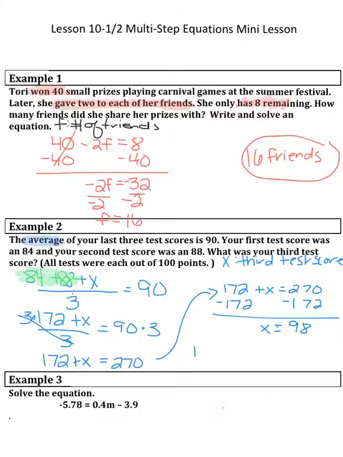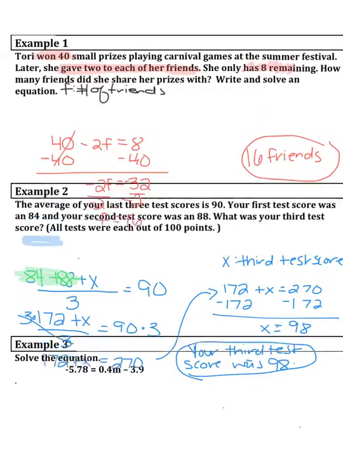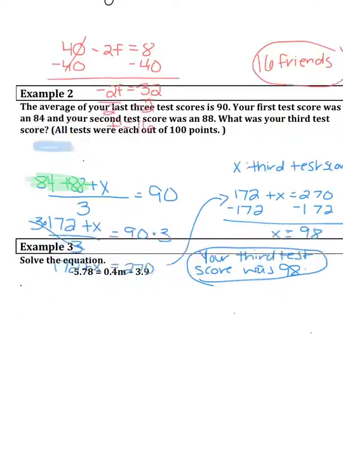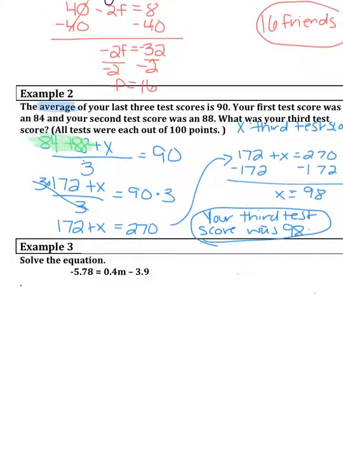So your third test score was 98. Sorry for my writing with the stylus. Still getting used to it. Awesome. Just move this up a little here. Let's try the next one.